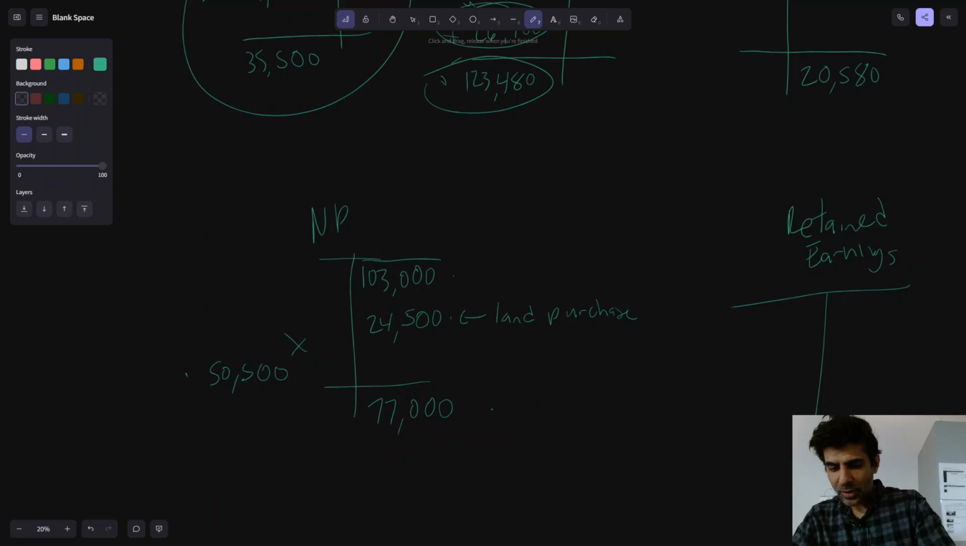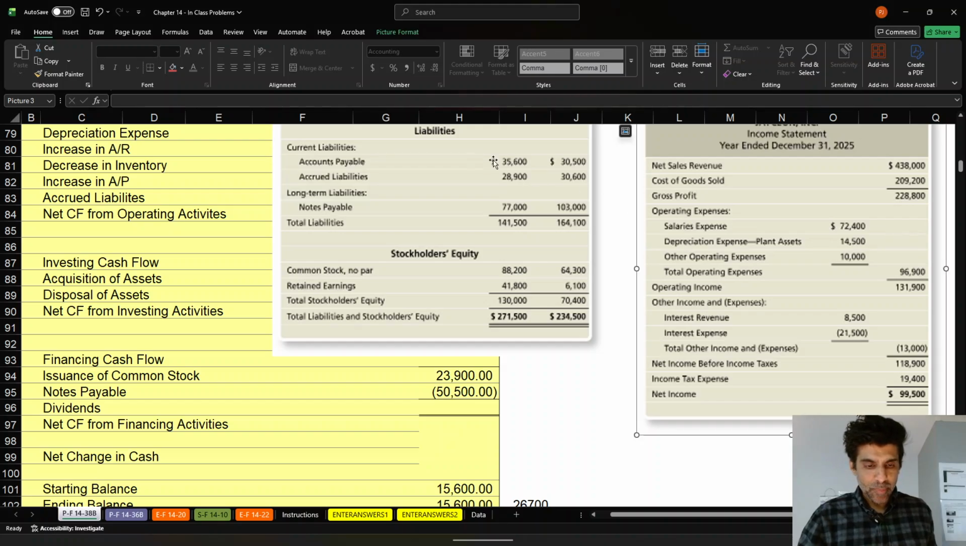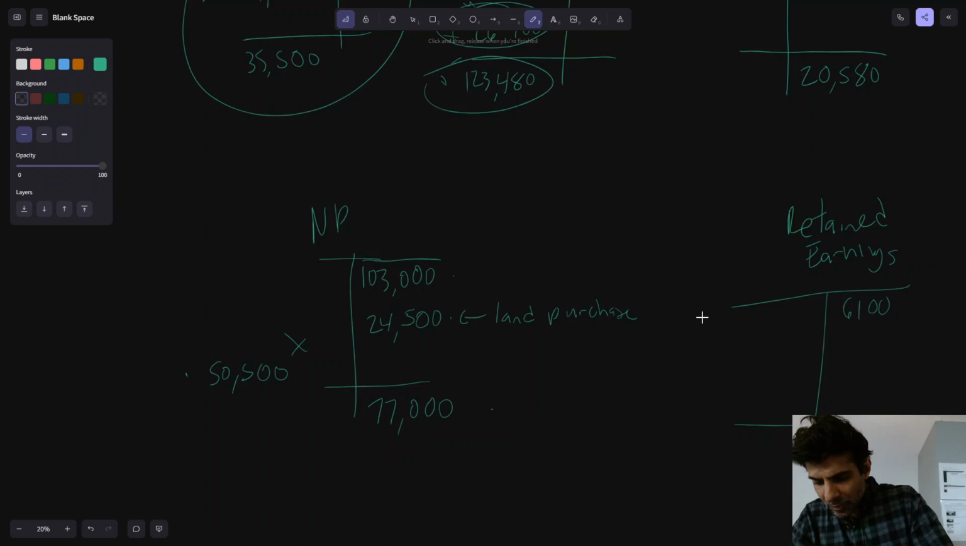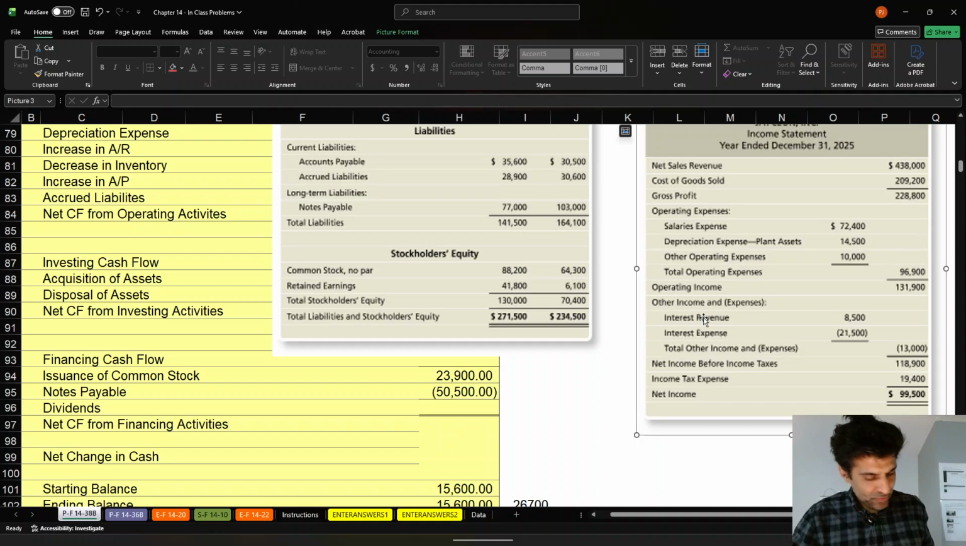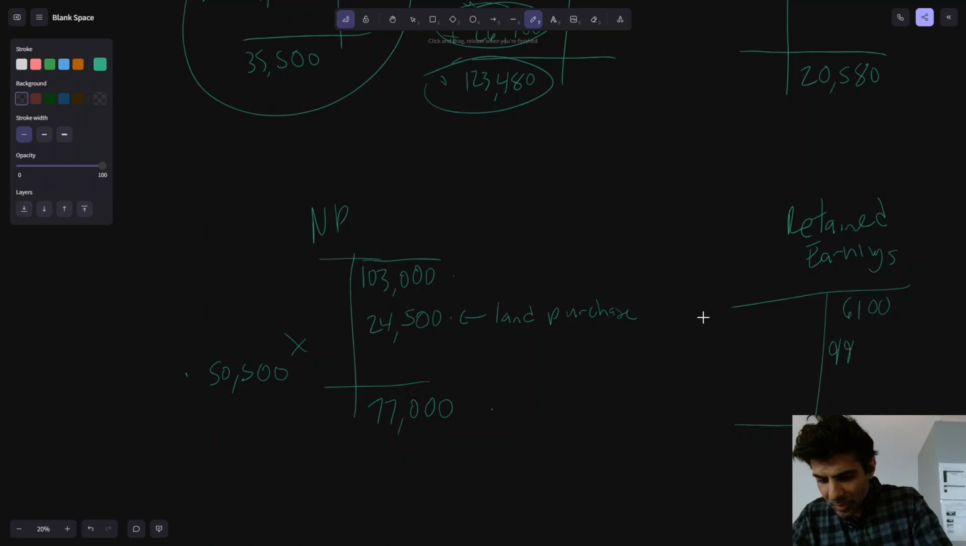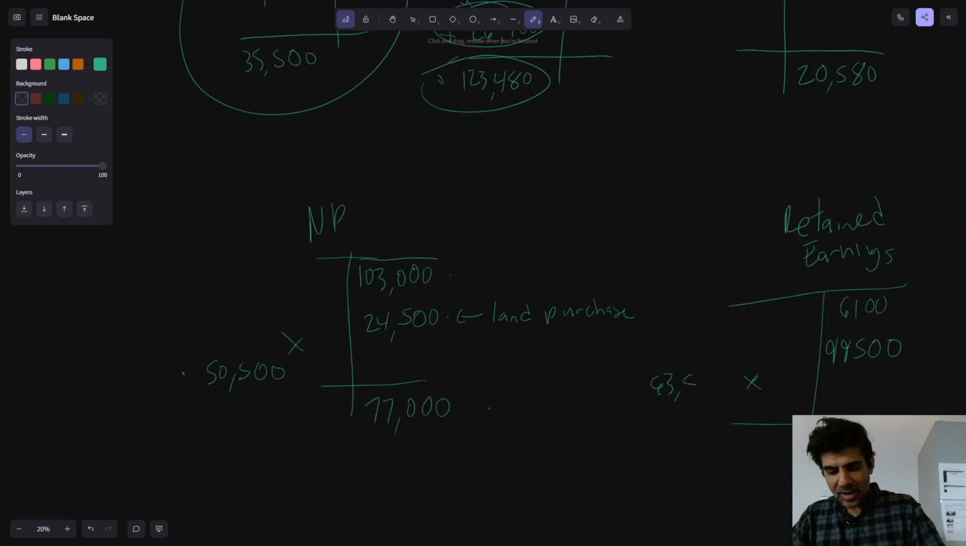Okay, so we started off with 6,100. And again, I'm getting this from the balance sheet here. 6,100 here. We ended with 41,800. We had net income of 99,500. Okay, so we have to solve for the missing dividend. So how much was that? I know how much? 63,800.